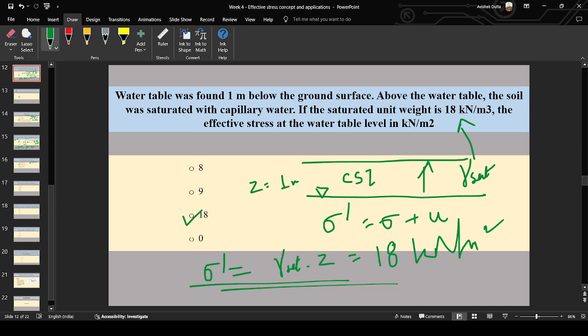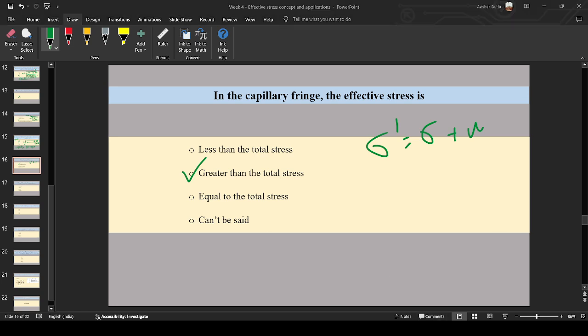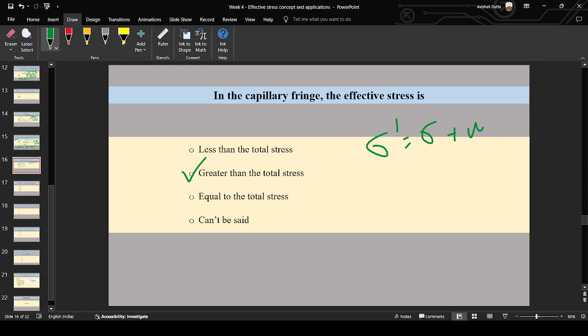If it was total stress, then I would have used gamma sat minus gamma W into Z, because this is the formula for effective stress in the capillary suction zone. Okay, so total stress equals sigma dash, that is effective stress, minus pore pressure. I hope it is clear. Yes, effective stress is more than total stress. Next question.